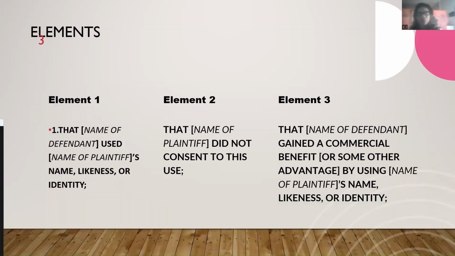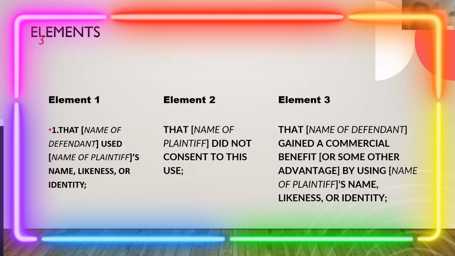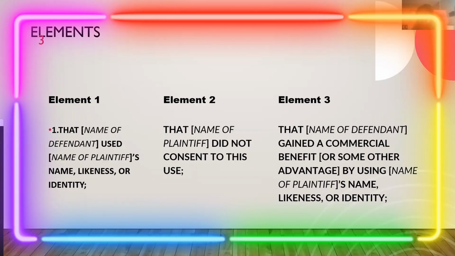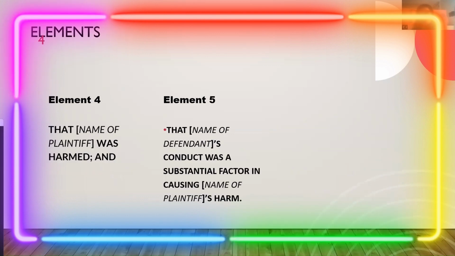Element number three, that the defendant gained a commercial benefit or some other advantage by using the plaintiff's name, likeness, or identity. For element number three, when it comes to common law, it doesn't have to be a commercial purpose, as long as there's some kind of benefit. But when it is the statute, there does have to be that commercial purpose there, and that direct link of the use of the name and the commercial does have to be there. And let's not forget that it cannot be incidental.